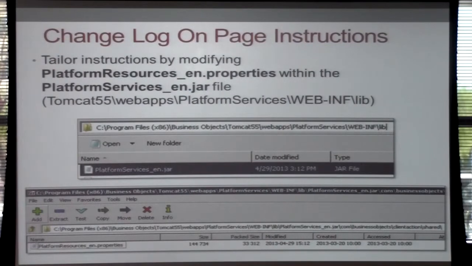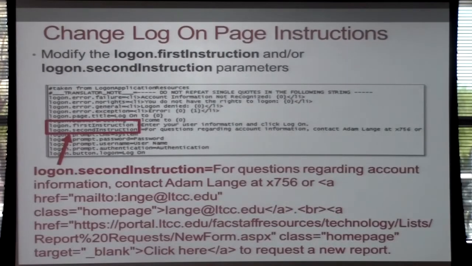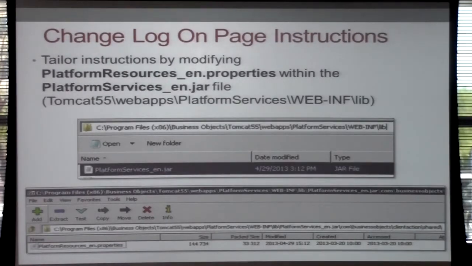Okay. So what I did was, on the business object server, navigated to that folder. Then I saw that jar file, and I used a program called 7-zip. It's just a free program that you can download to open archives, like zips and jar files and RAR files and that type of thing. So I used 7-zip to then navigate to that properties file.